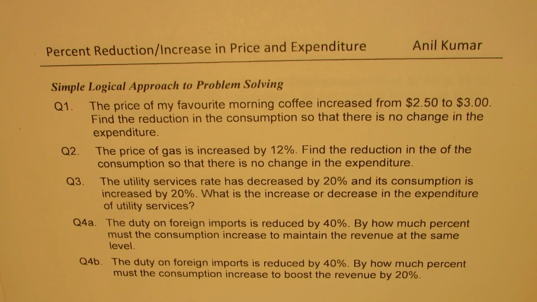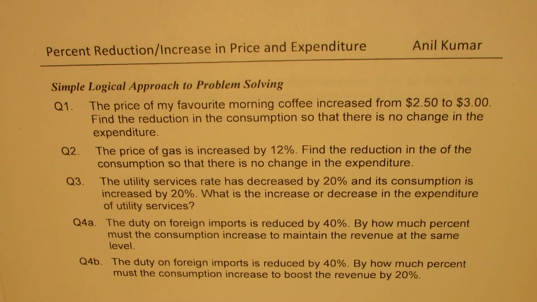Question number 2. The price of gas is increased by 12%. Find the reduction in the consumption so that there is no change in the expenditure. Gas. We drive a lot. I remember when I bought a new car, I drove to Winnipeg and I had to get it serviced there, since that made it 5,000 kilometers. So indeed, average Canadians, we are driving 100 kilometers per day. So an increase of 12% will definitely hit us hard. So we need to deal with this situation.